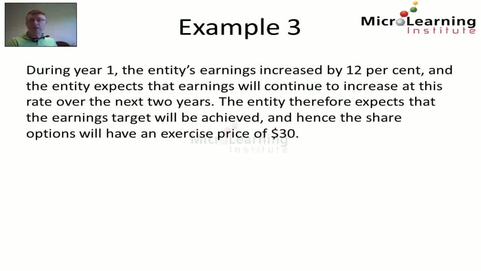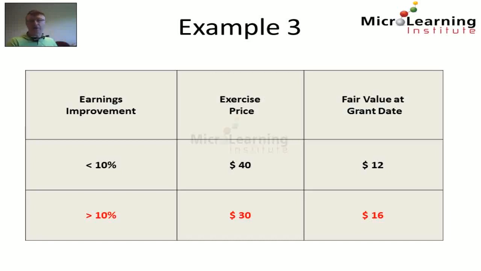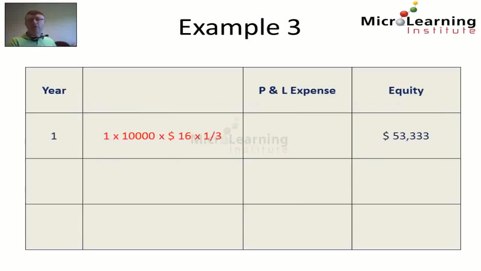First, we're told that during year 1, the entity's earnings increased by 12%, and the entity expects that earnings will continue to increase at this rate over the next 2 years. The entity therefore expects that the earnings target will be achieved, and hence the share options will have an exercise price of $30. So again, looking at our table, we see that 12% is in excess of 10%, that the executive will be allowed to exercise at $30, and consequently the fair value at grant date of that transaction is $16. Now we see how we account for this to our P&L and statement of financial position.